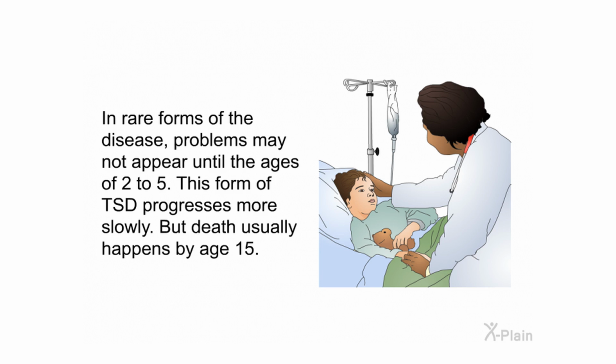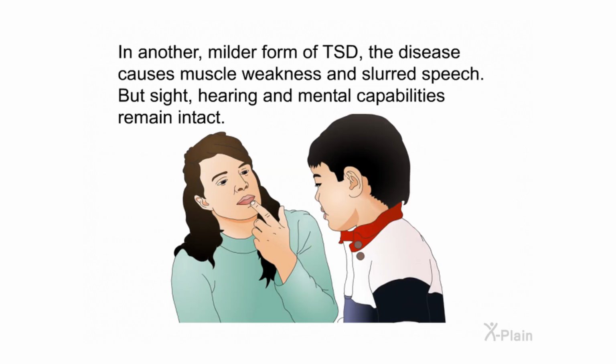In rare forms of the disease, problems may not appear until the ages of 2 to 5. This form of TSD progresses more slowly, but death usually happens by age 15. In another milder form of TSD, the disease causes muscle weakness and slurred speech, but sight, hearing, and mental capabilities remain intact.